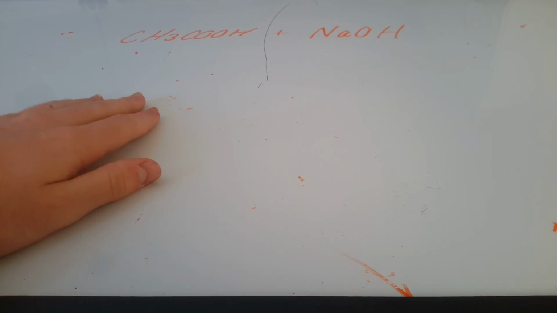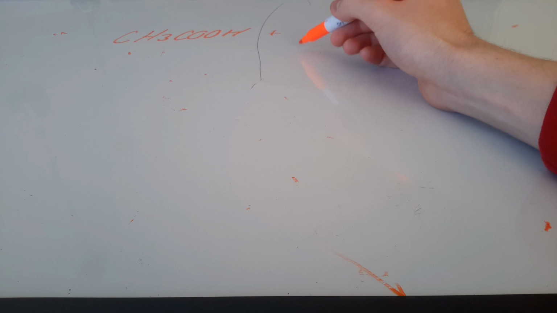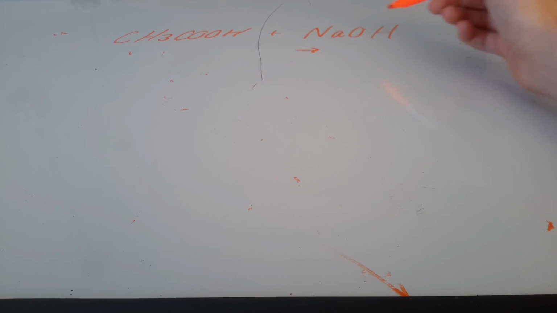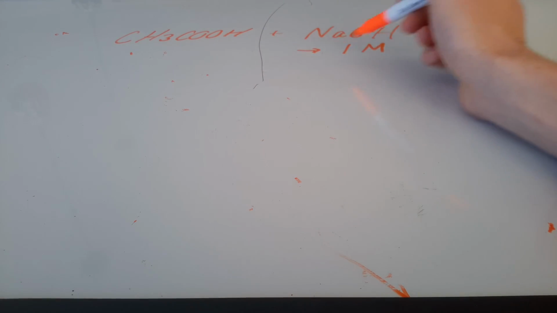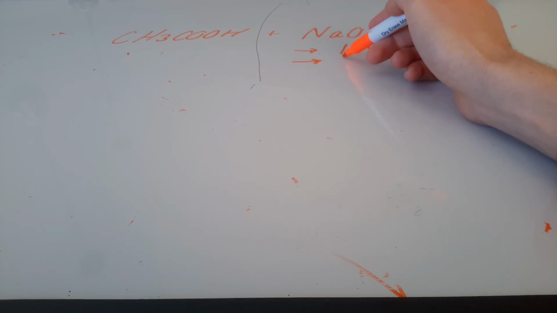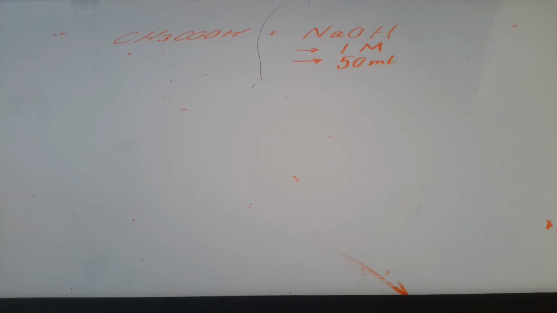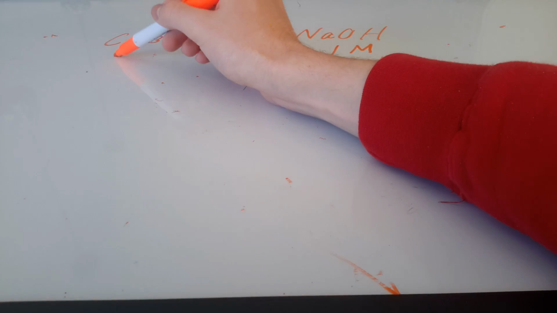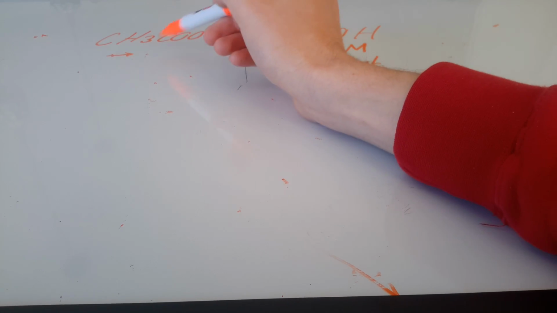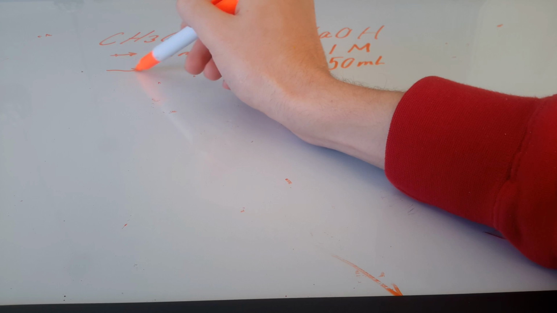So we're going to be given in this situation a weak acid. In this case, we'll use CH3COOH as an example, and we're also going to be given a relatively strong base, NaOH. We are going to be given the molar concentration of the NaOH, let's say 1 molar, and we're also going to be given the volume of the solution. So let's say it's going to be 50 milliliters. In addition, we're also going to be given the volume of CH3COOH. So let's say we have 20 milliliters of this weak acid solution.